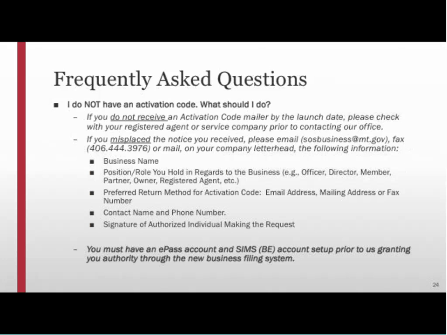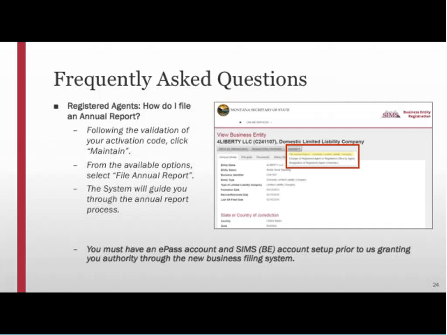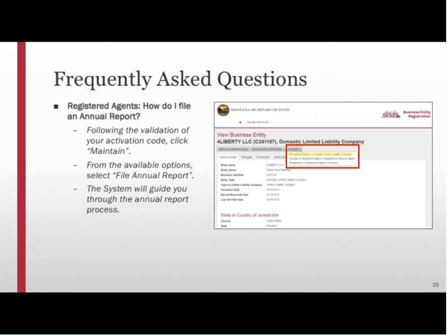406-444-3976 or by mail. Please place the information on your company letterhead with the following information if mailing us a request: your business name, the position or role you hold in regards to the business, preferred return method for receiving your activation code from our office, contact name and phone number, signature, and authorized individual that is making the request. Please note you must have an ePass account and SIMS BE account set up prior to us granting you authority through the new business filing system.